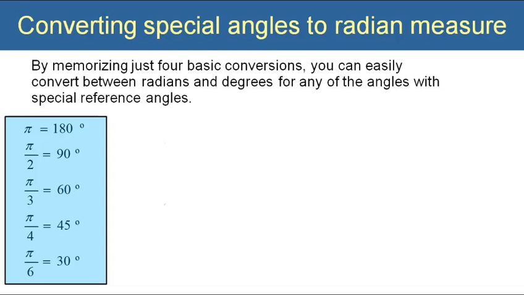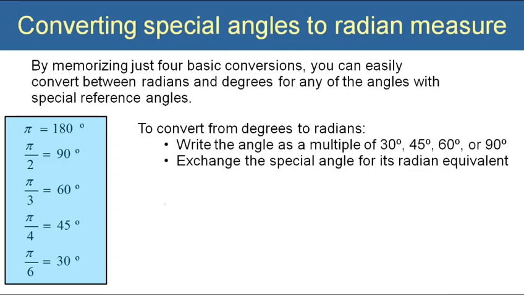Well, this is good news, because now if you have these 4 facts memorized plus the pi equals 180 degrees, then it's easy to convert. If you want to convert from degrees to radians, what you'll do is write your degree angle as a multiple of one of your special angles, and then exchange the special angle for its radian equivalent.